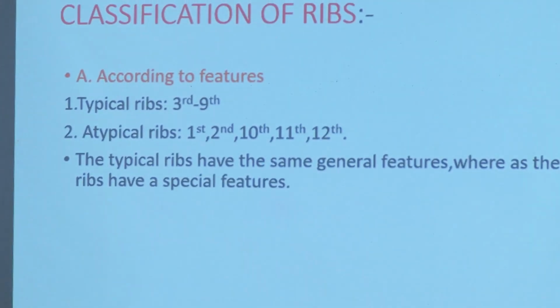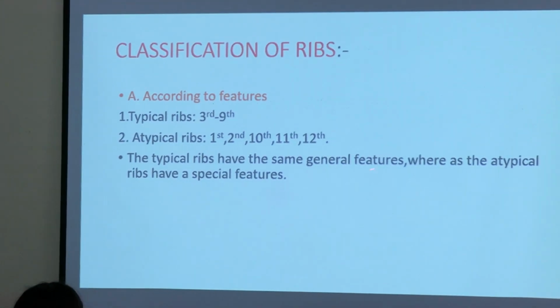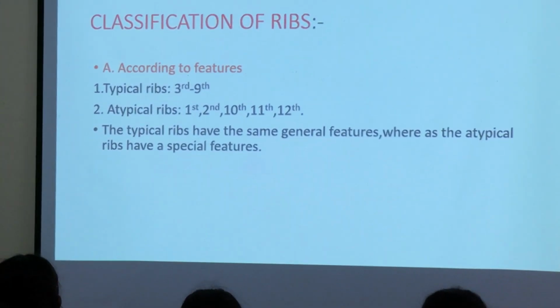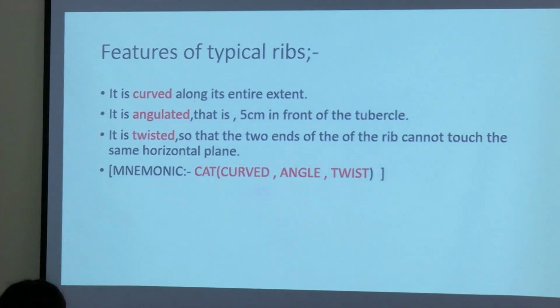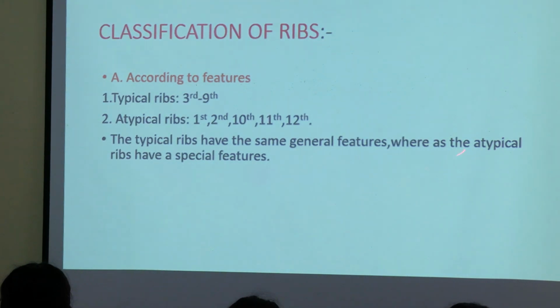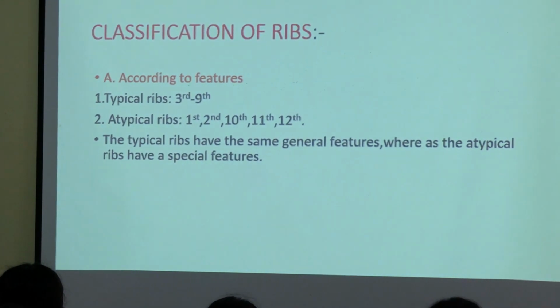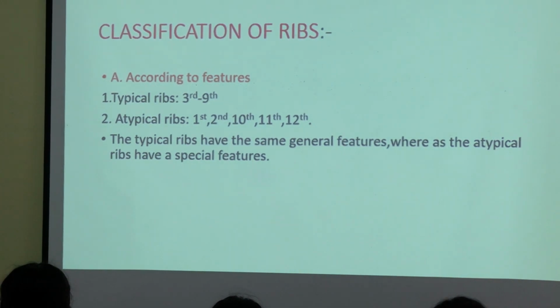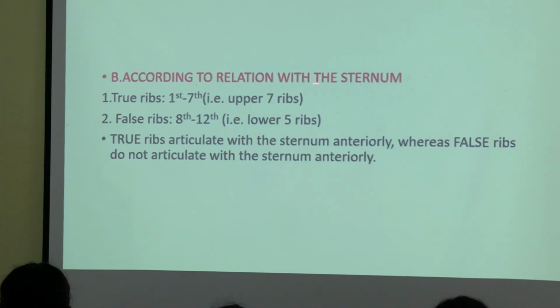The typical ribs have the same general features, which you can remember with the mnemonic CAT: curved, angle and twist. Whereas the atypical ribs have special features: the first rib, then the second, 10th, 11th and 12th. Next is the relation with the sternum. The first 7 ribs are attached to your sternum directly. The 8th to 12th ribs do not attach to your sternum directly. So this is called your false rib.